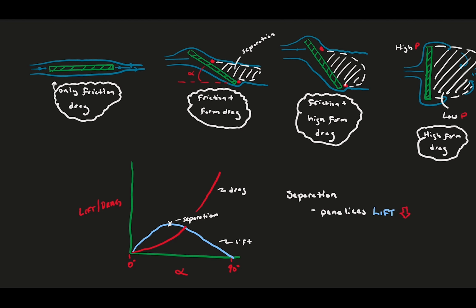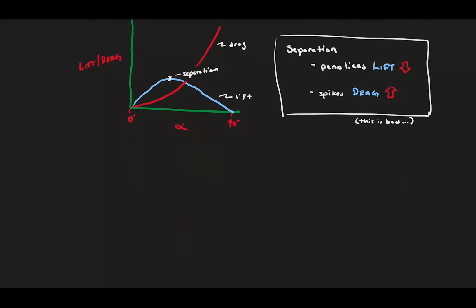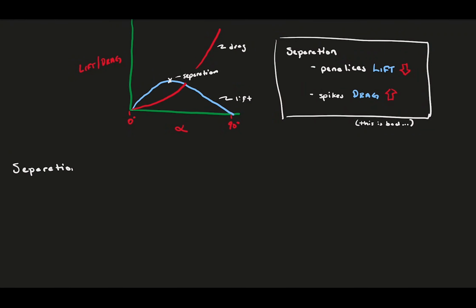This is representative of separation characteristics generally in aerodynamics and hydrodynamics. Usually it penalizes lift and spikes the drag, and both of those things tend to be what the engineer does not want to happen. Regardless of whether the flow is laminar or turbulent, separation occurs. But the characteristics do change a bit if the flow is turbulent.